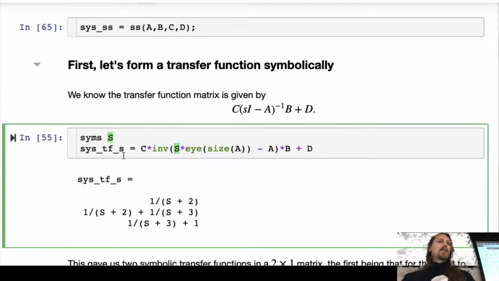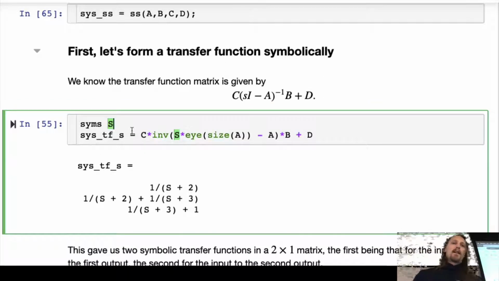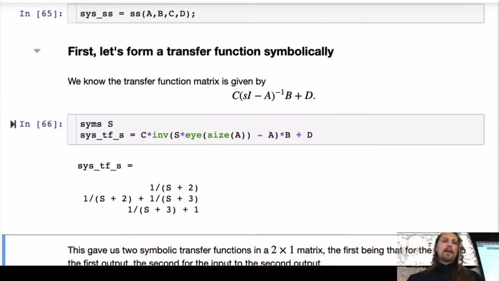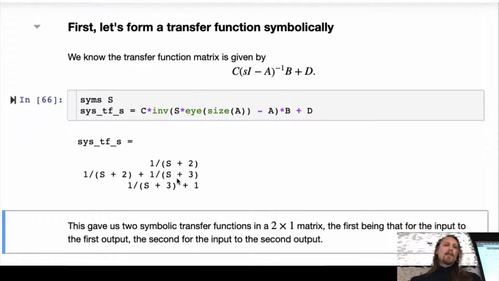I defined a symbolic capital S variable, and I just said, okay, C matrix times the inverse of S times I, I needed the identity matrix the size of the A matrix, right? So that syntax will give me that. Minus A, so the inverse is taken then, times B plus D. So I just plugged it right into the formula and evaluated it.